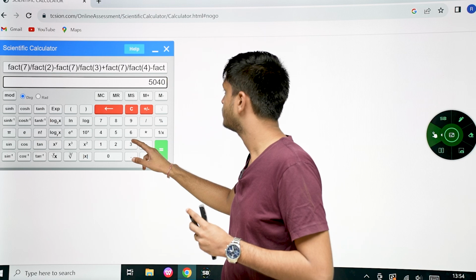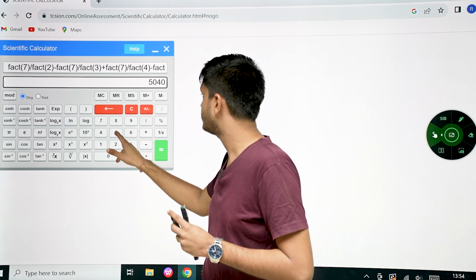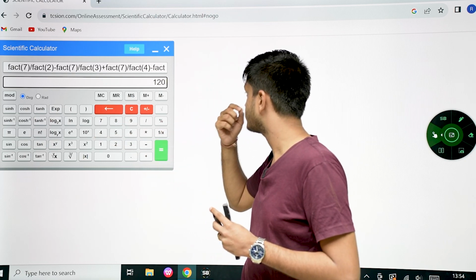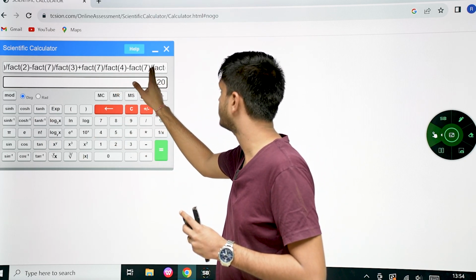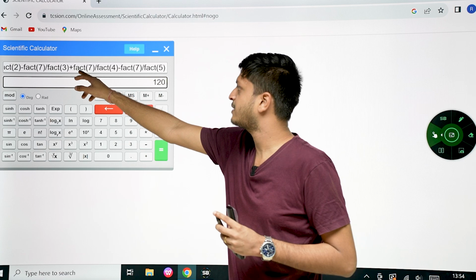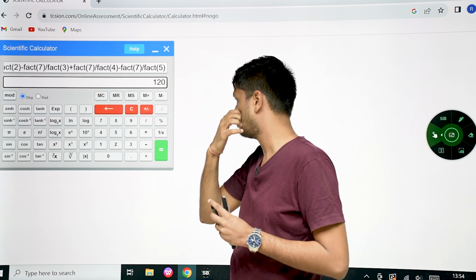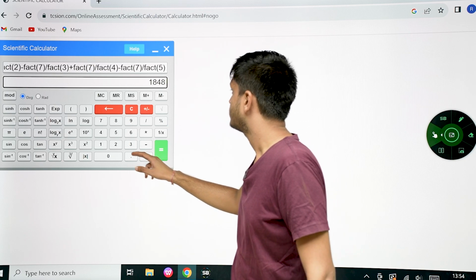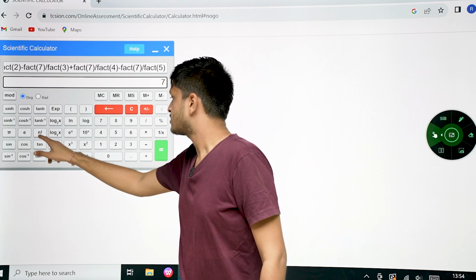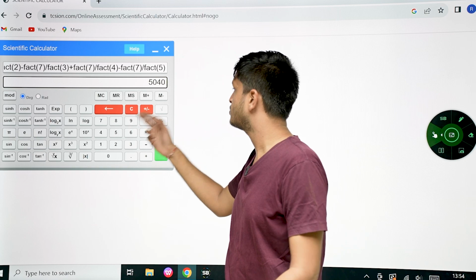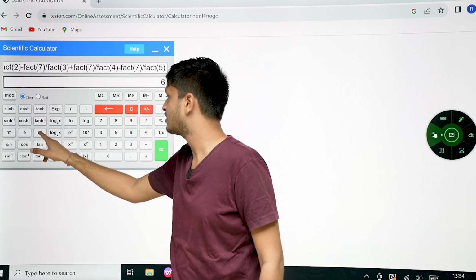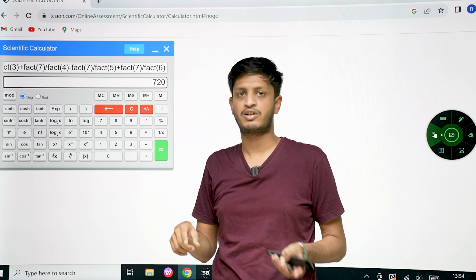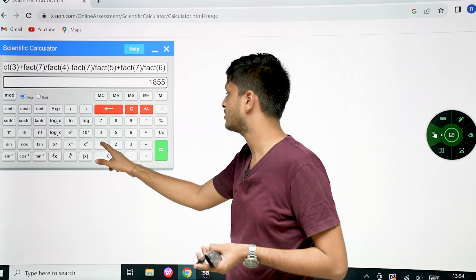It will take up all the space. So plus 7 factorial upon 4 factorial minus 7 factorial upon 5 factorial plus 7 factorial upon 6 factorial. See, that way it is a huge expression, just to even write it. Plus this, minus 7 factorial upon 7 factorial, which is minus 1 only.